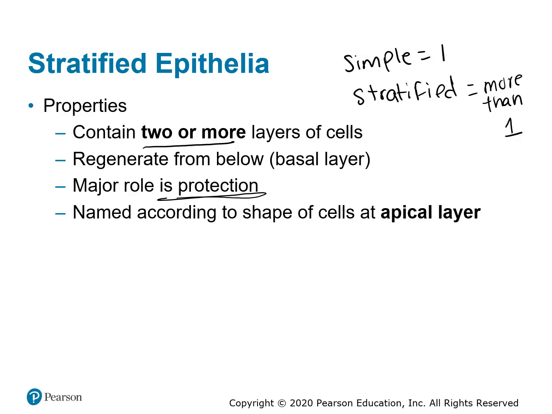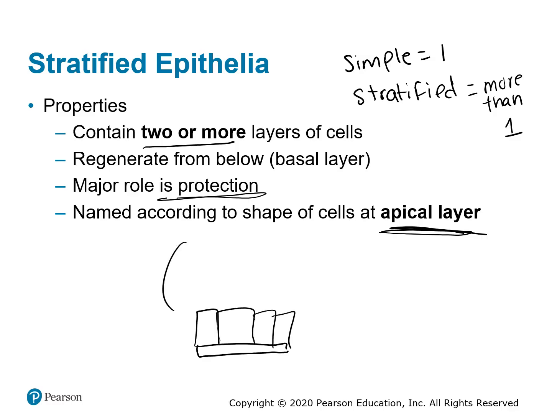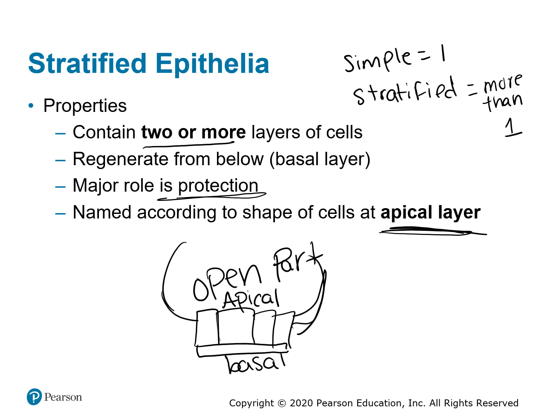Okay? They're named according to the shape of the cells at the apical layer. And if you remember correctly, the apical layer is the part that is open to the air, or open to something. Basal is bottom. Okay.